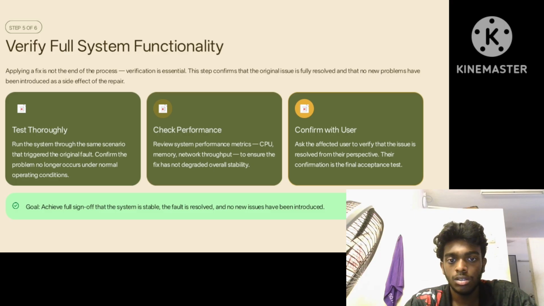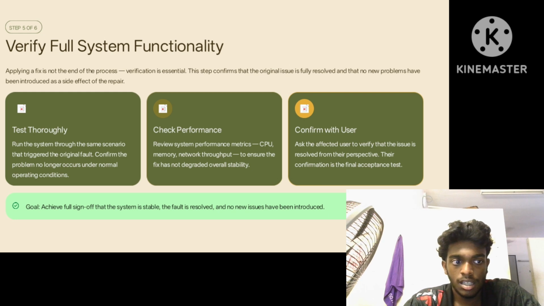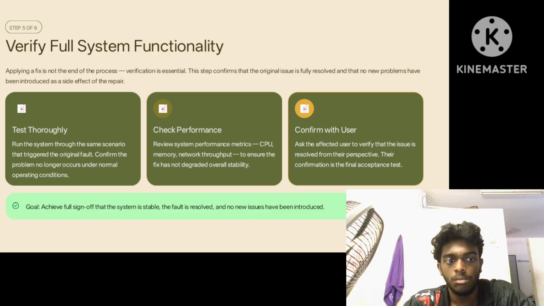What should a technician do after this is ask the user to confirm the issues are resolved, monitor the system for a short period, and check related functions such as whether the internet works, test emails, browser downloads, and so on.